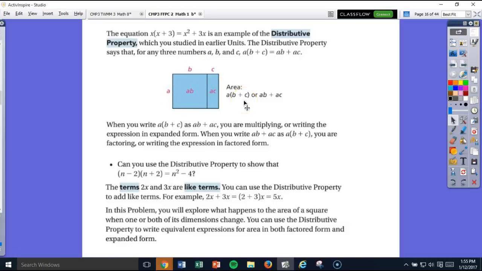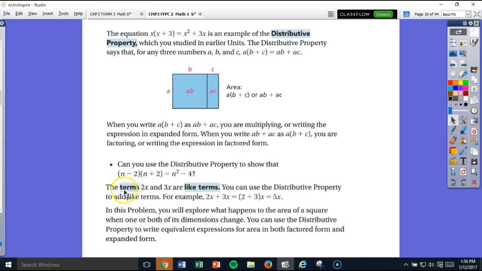Now, they're asking us if we can use the distributive property to show that n minus 2 times n plus 2 equals n squared minus 4. So using your FOIL terms, can you pause the video and show the steps necessary to do that?